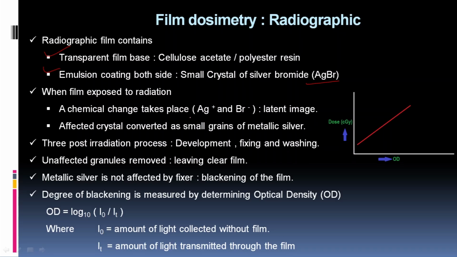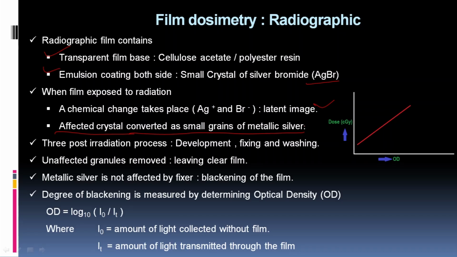Now when we expose the film to radiation, a chemical change takes place: AgBr is ionized into Ag+ and Br-, and this is actually the latent image. The affected crystal, the part of the film that is affected by radiation, is converted to small grains of metallic silver.